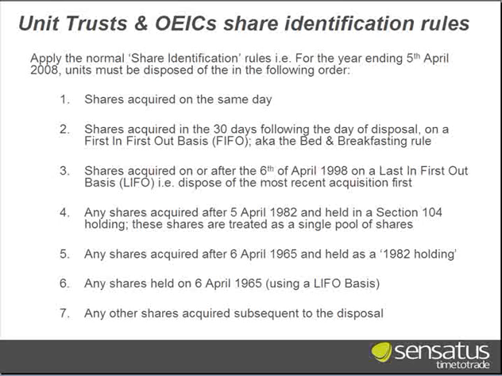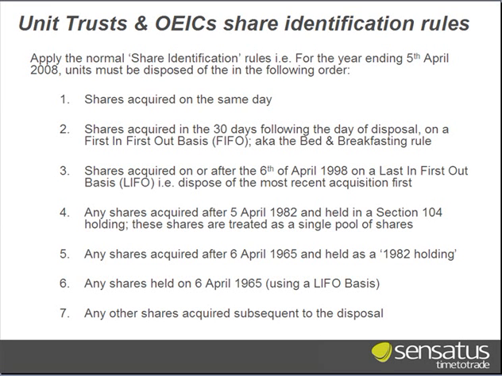The third rule, which is the most commonly used rule, is last in first out. So if I sell some units today, and if I bought those units, shall we say, a week ago and then a month before that, then I will match the disposal against the cost of the units bought a week ago, and if there's any units left, then the cost of the units bought a month ago.